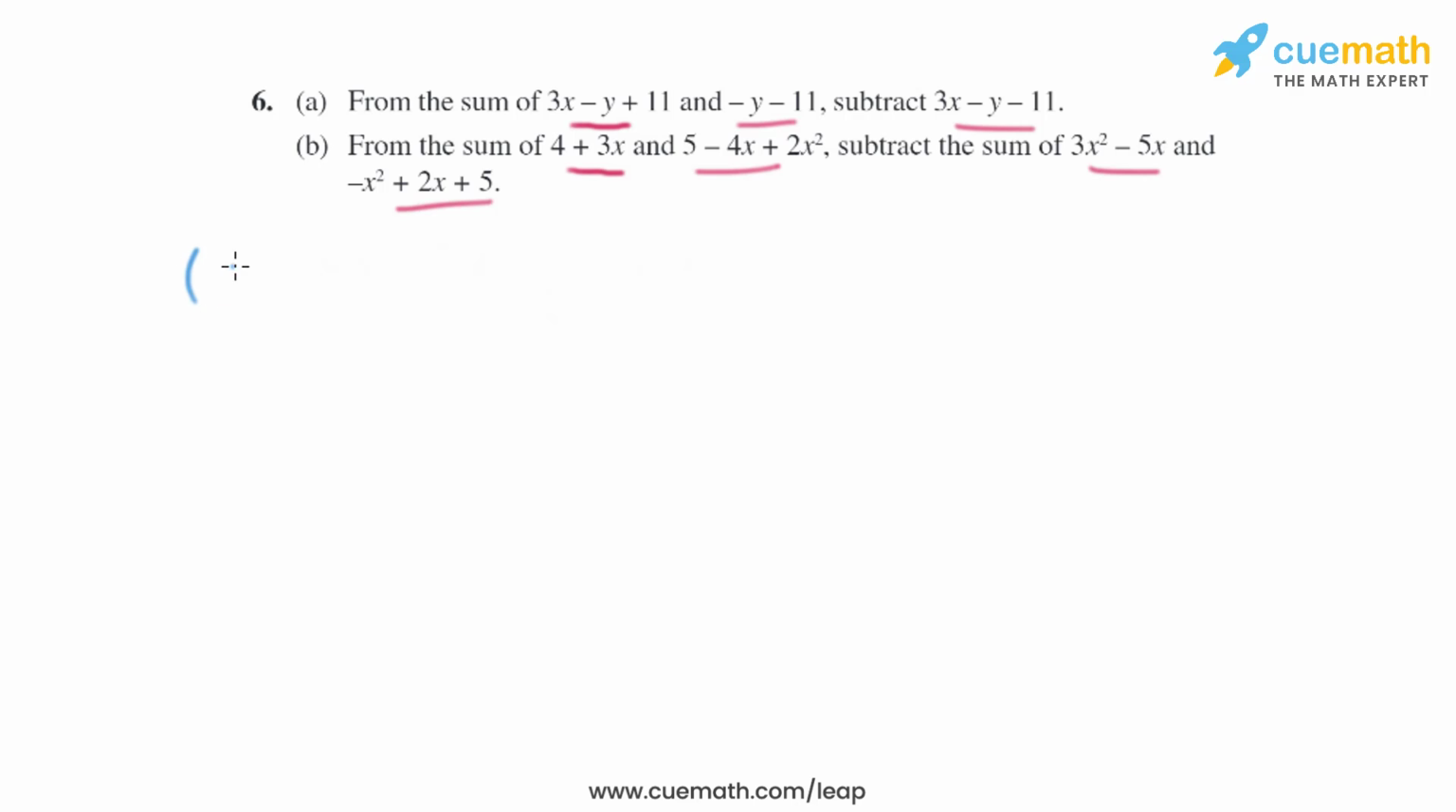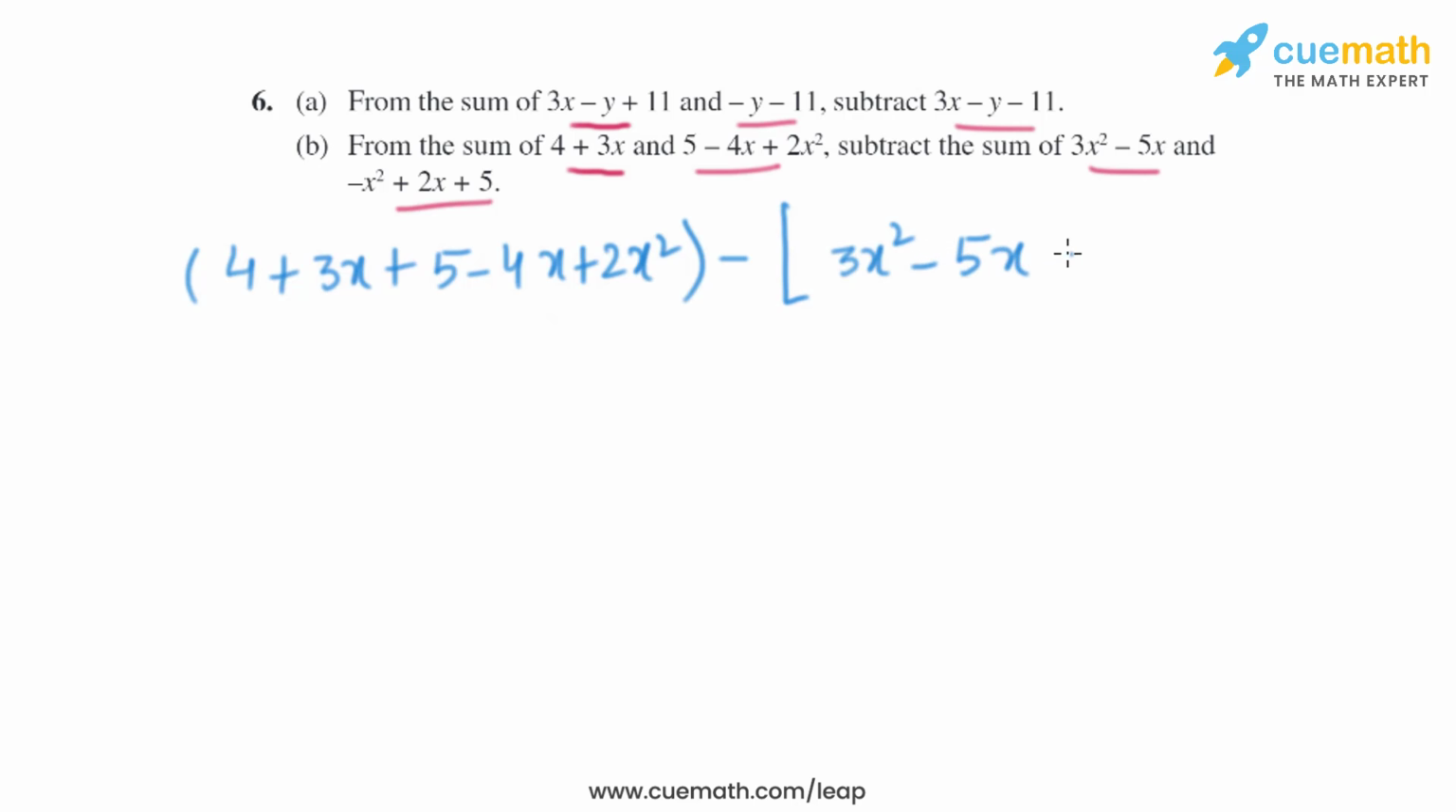So it will become 4x plus 3 plus 5 minus 4x plus 2x square, and from this we will have to subtract the sum of these two expressions, that is 3x square minus 5x, and we have to add these ones as well, minus x square plus 2x plus 5.